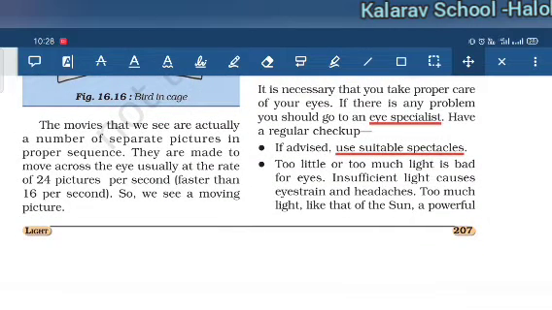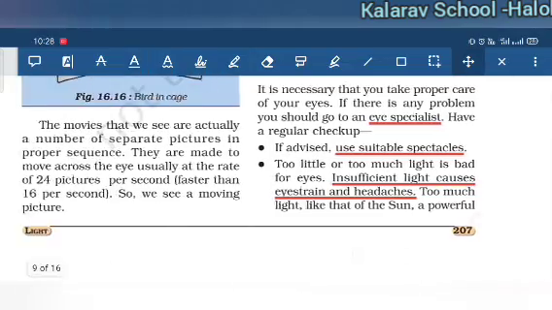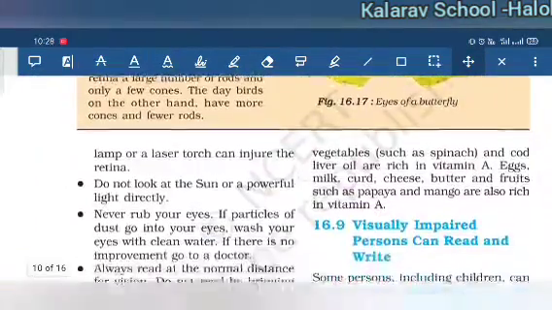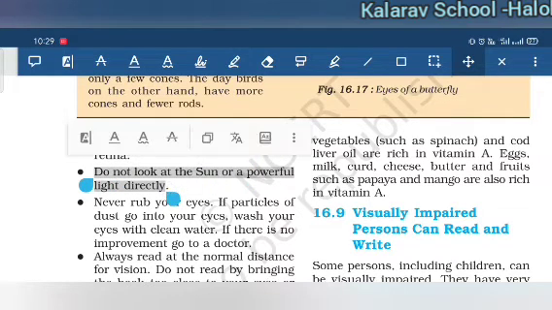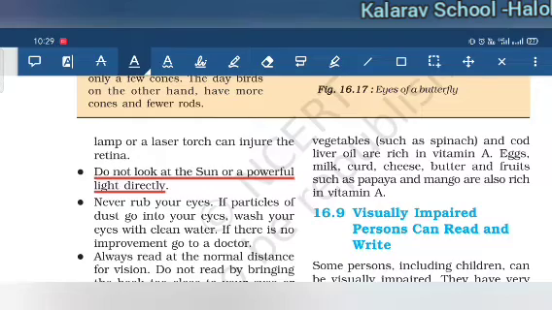So too little or too much light is bad for the eye. Insufficient light causes eye strain and headaches, so don't sit in too little or too much light. Too much light, like that of the sun or a powerful lamp or laser torch, can injure the retina. Don't look at the sun or a powerful light directly. You are not advised to look directly toward the sun.